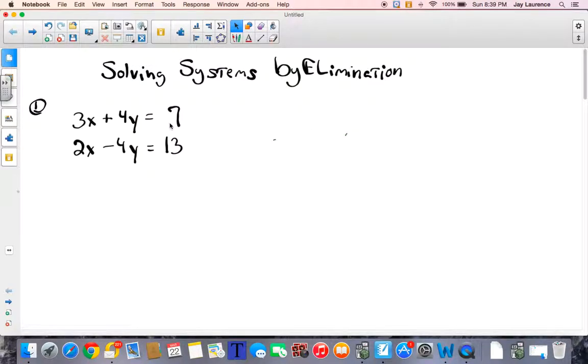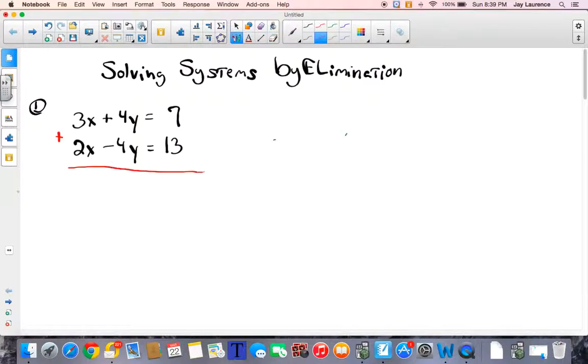Okay, now we don't know how to solve one equation with two different variables. The whole point of having two equations with two different variables is so that we can get rid of one of them. That's what we were doing in substitution. So we could rewrite this as one equation. Well, since there's a positive 4y and a negative 4y, if I add these equations together, I'll only have one equation in one variable, namely x.